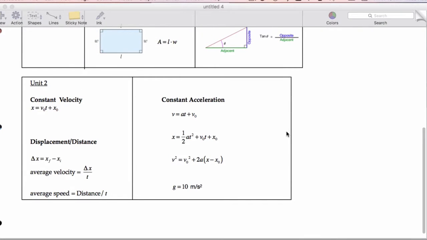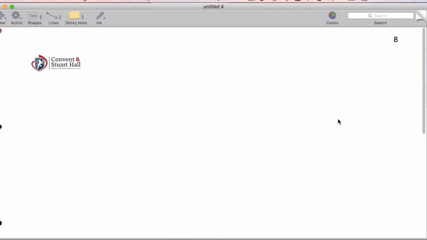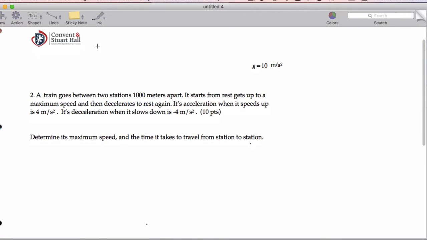For question number 2, I just wanted to be clear that we are using these equations that say constant acceleration from the second unit. So I'll be using those right here. It says we have a train that goes between two stations. Let's just sketch out the situation. It's going to start here, and then it's going to end here.